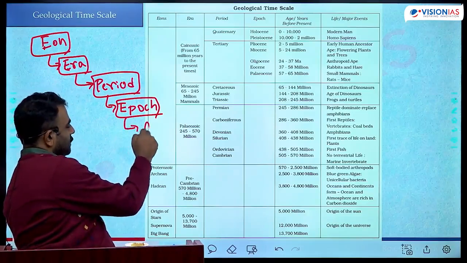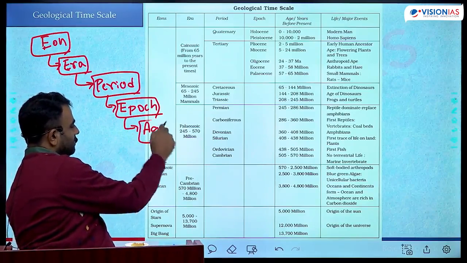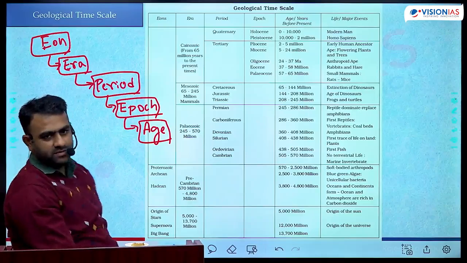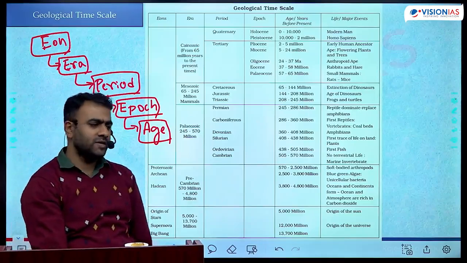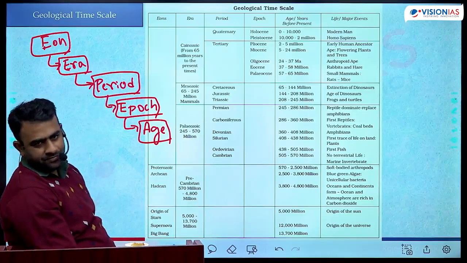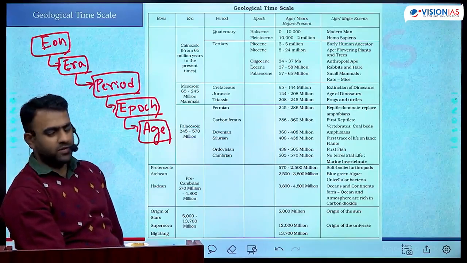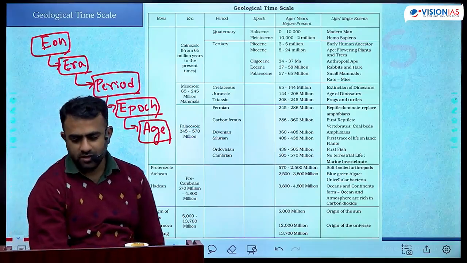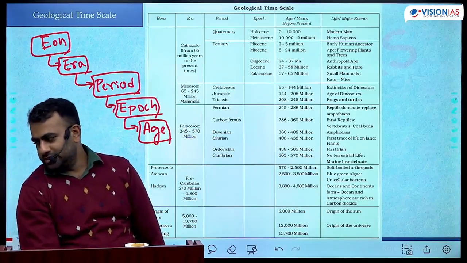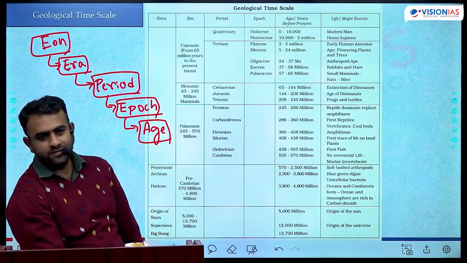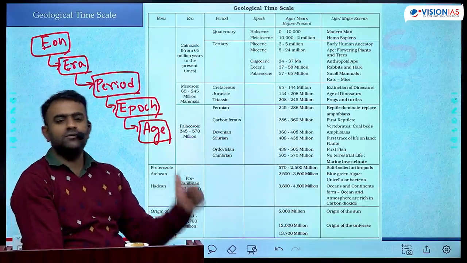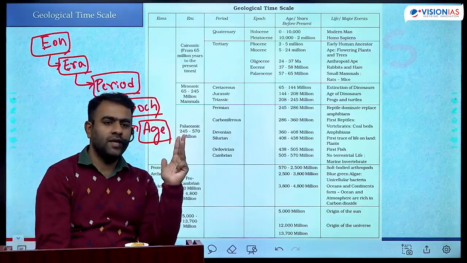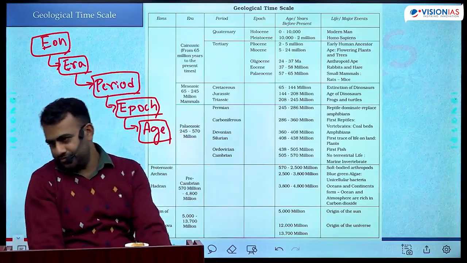Epoch is further divided into the last division, age. The smallest division is age. One age is approximately 4000 years. 4000 years is called one age. Okay, remember this first. The largest division is eon. Eon is divided into era. Era into period. Period into epoch. Epoch into age.